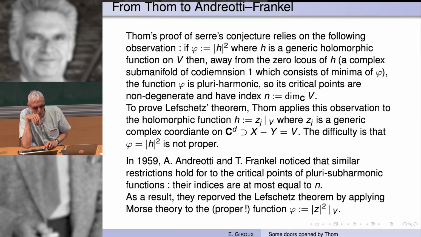But two years later, Andreotti and Frankel just realized that the same kind of restrictions to the indices of critical points applies to plurisubharmonic functions. Their indices are bounded again by the complex dimension. And so instead of taking a coordinate on C^D, you can just take the function norm of Z squared. And it works exactly the same. And it's much simpler because the function is proper.